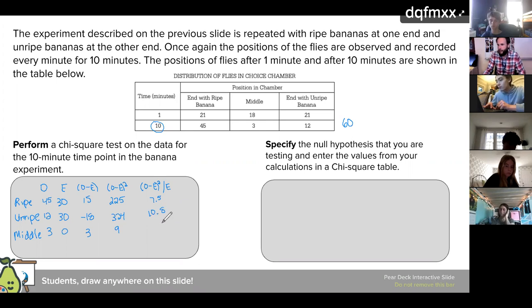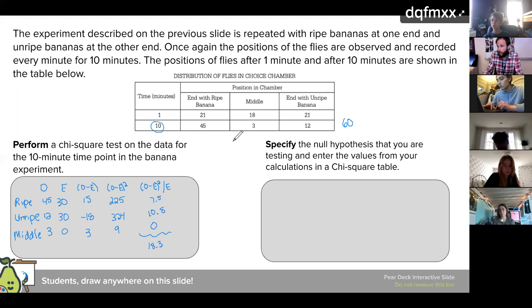This one's going to be funky, right? 9 divided by 0 is an undefined value. You can't add an undefined value, so it's okay just to assume that it's 0. So remember, the formula is asking us to sum those observed minus expected squared divided by expected values together. So 7.5 plus 10.8 is 18.3. Okay, that is our chi-square statistic.